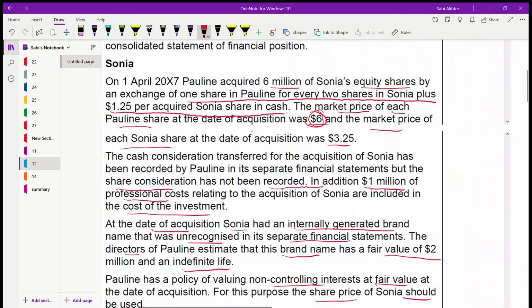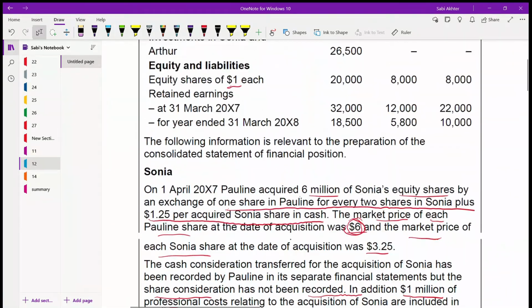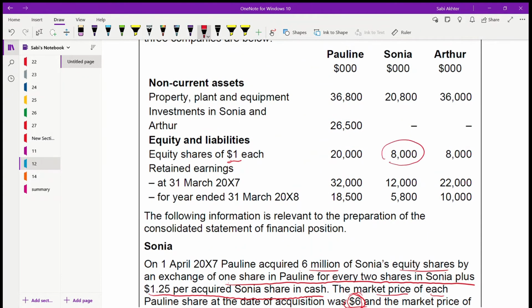Okay, let us go here. If you see here, it is this 8 that you have to take from Sonia and this at the date of acquisition. Okay.